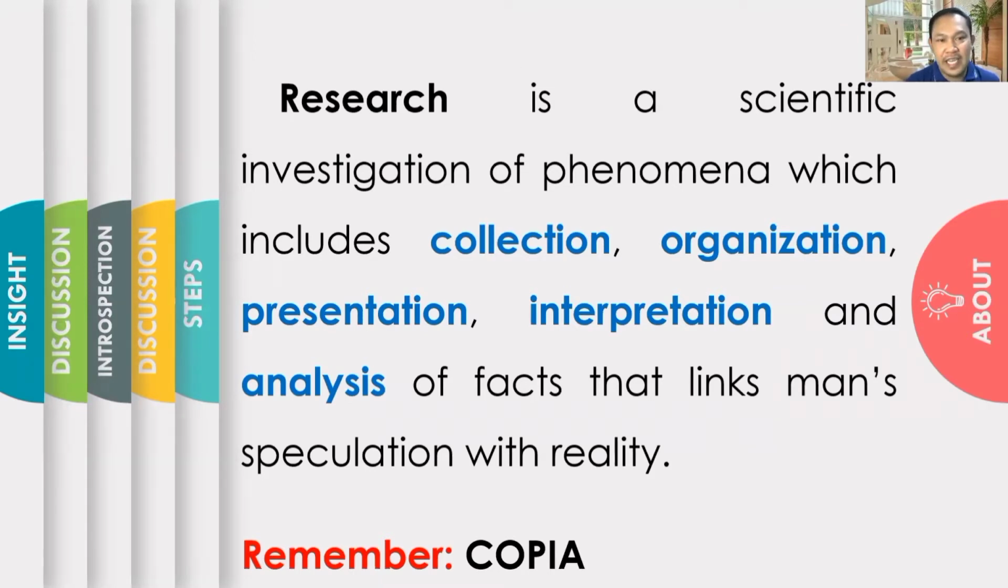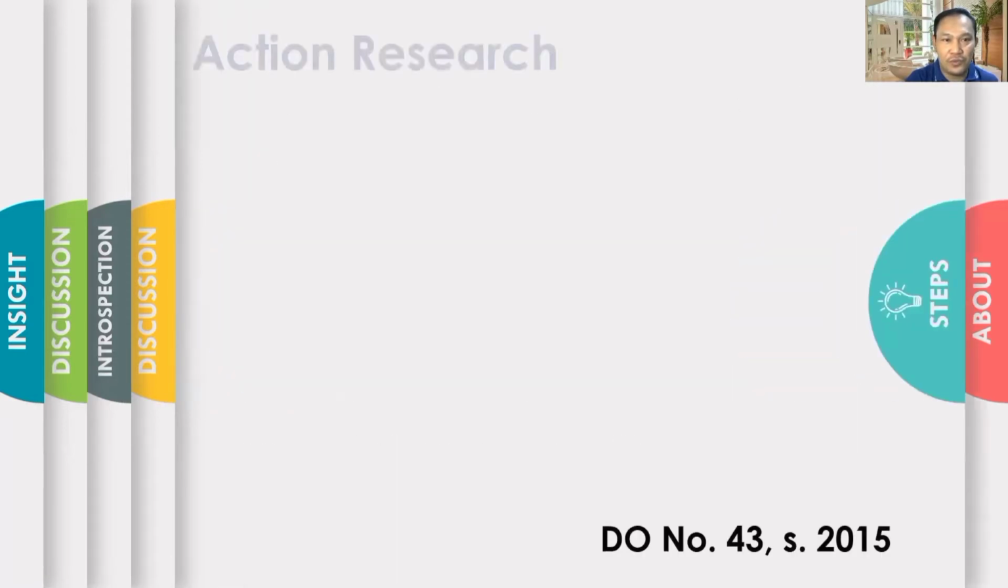We already have the idea of what research is, and we are now going to what an action research is. But before we go on with action research, always remember that research is divided into 3: the basic research, the applied research, and the action research. These are the 3 classifications of research.